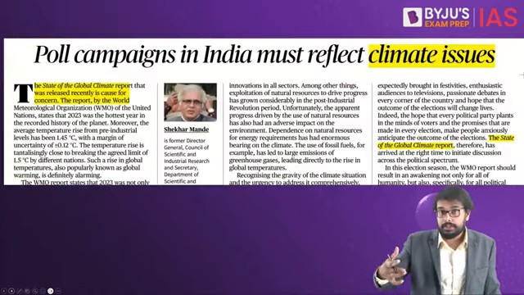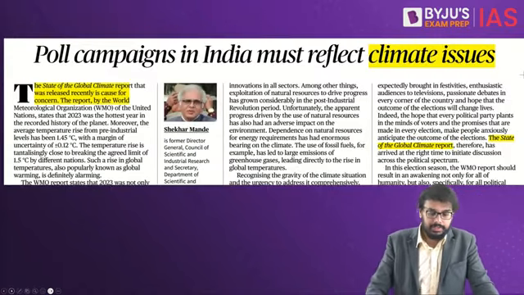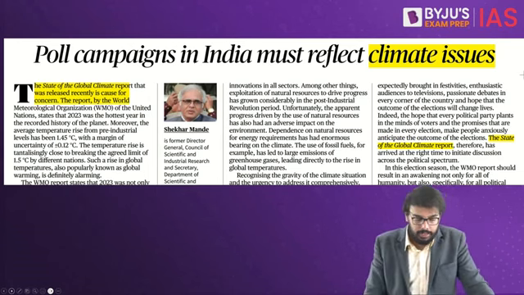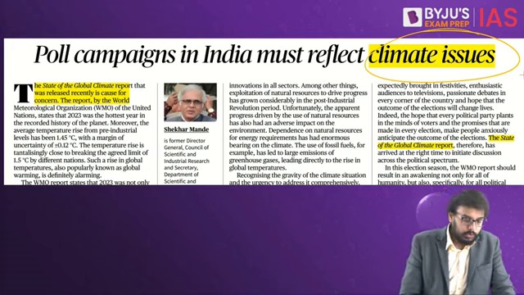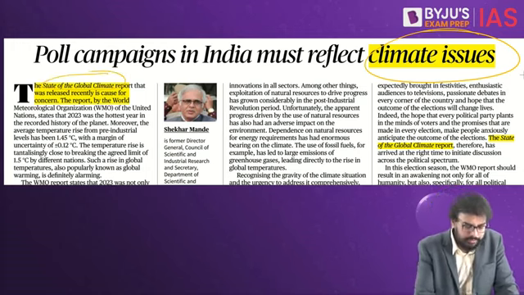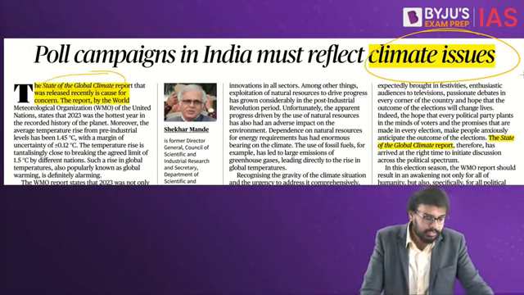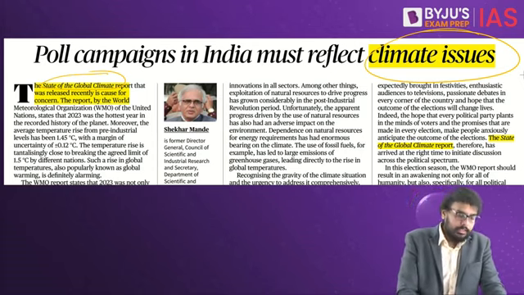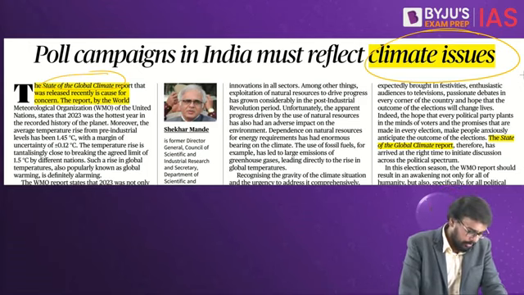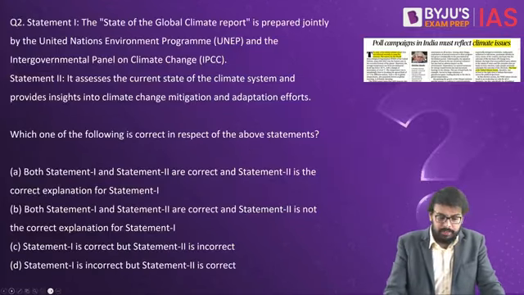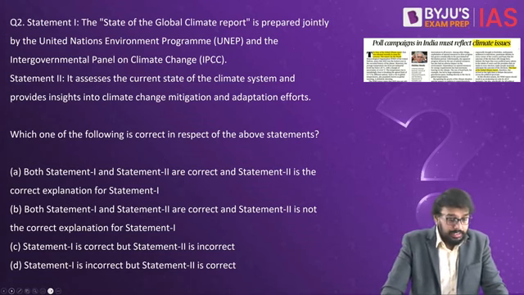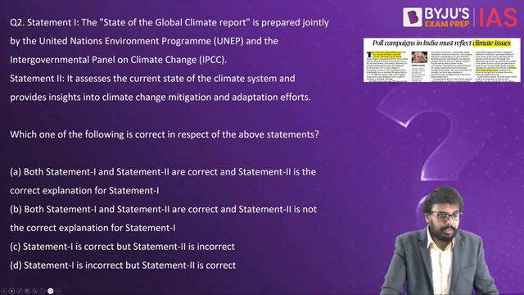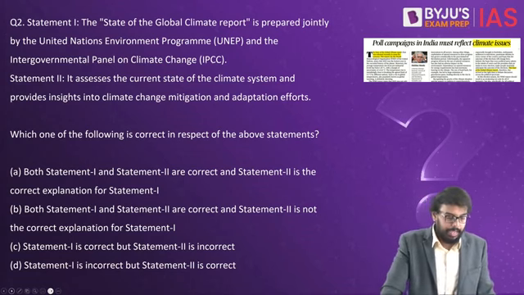So the next question is regarding one important article that was there in today's newspaper. That was regarding the climate issues, and it mainly revolved around a report, that is your State of Global Climate Report. So based on this topic, we'll be taking up the question. So question number 2. Statement 1, the State of Global Climate Report is prepared jointly by UNEP and IPCC.